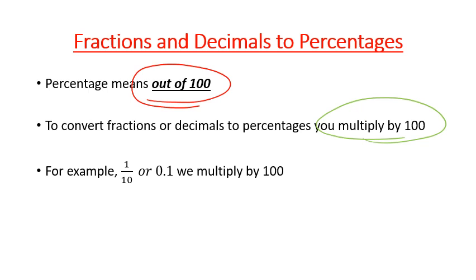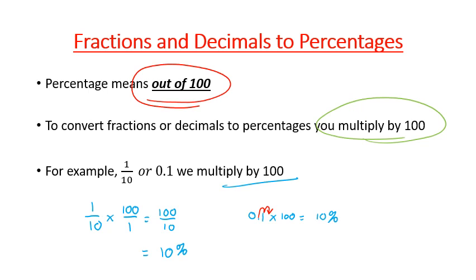So as an example, we've got 1/10 or 0.1. All we need to do is multiply by 100. 1/10, and if we multiply by 100 over 1, we end up with 100 over 10, which we know gives us an answer of 10%. If we've got 0.1 and we multiply by 100, remember that we just move our decimal place 2 spots, which gives us an answer of 10%. So you can see that we've actually got the same answer both times just by multiplying by 100.